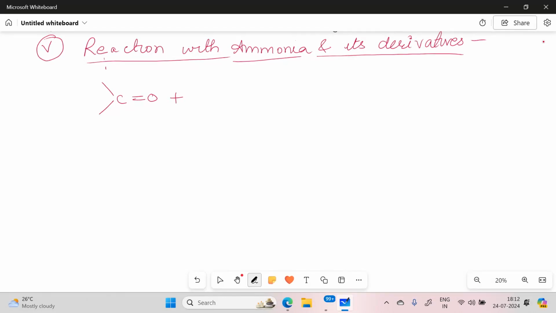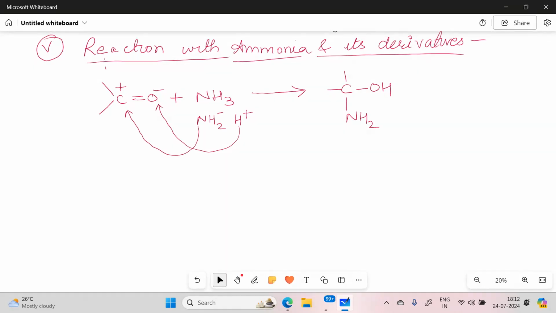First, it reacts with ammonia, NH3. NH3 has two subparts, NH2 minus and H plus. And the carbonyl group also is like this. Aniket, tell me what should be the product here? So will it be C with NH2 and OH? This H goes with the negative part, NH2 goes with the positive part. And if you remember, we have done one thing.